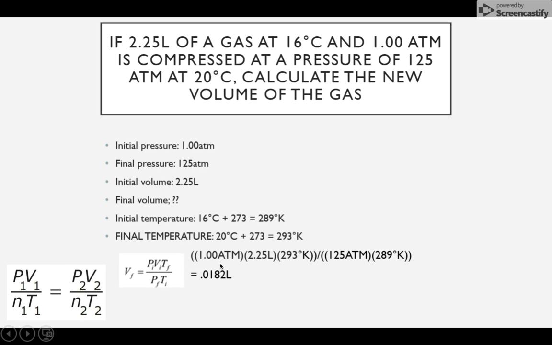So when we do that, we have 1 atmosphere times 2.25 liters times 293 degrees Kelvin. We're going to multiply all that together. And then we're going to divide it by the product of 125 atmospheres and 289 degrees Kelvin. And we're going to get 0.0182 liters. This is the final answer. This is the final volume. And like I said in the last problem, all these units are going to cancel out with each other, and you're going to be left with liters.